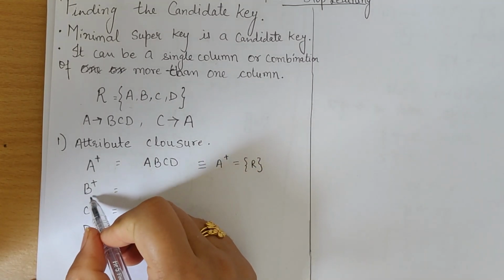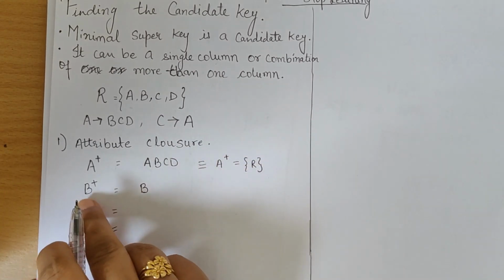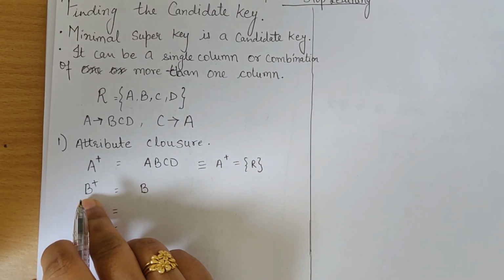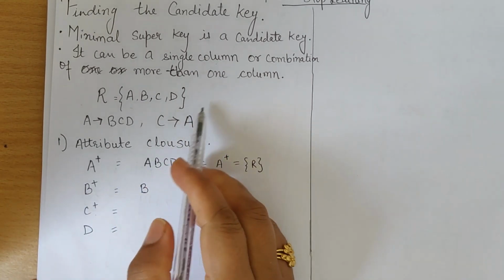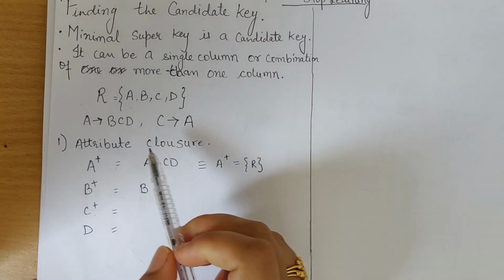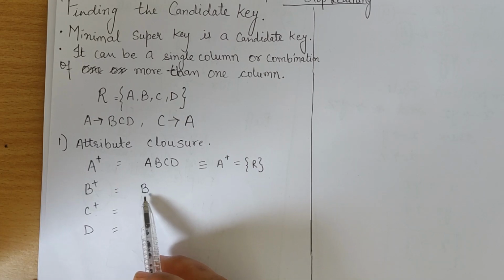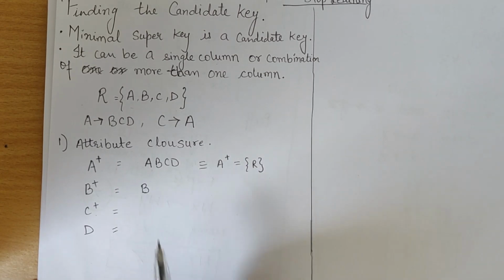Let's see B. What does B derive? How to find the closure of B? First I have to write the same element whose closure we are computing in the result set, and then we have to check the dependencies. Is there any direct dependency where B determines something? No, B is not determining anything. So the closure of B is B.